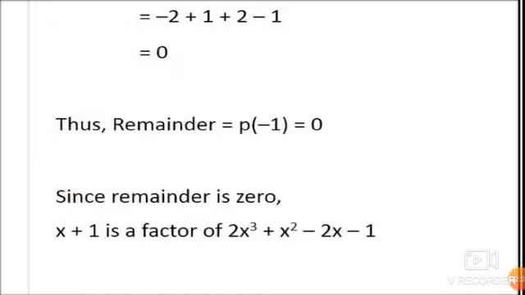Next, minus 2 plus 1 plus 2 minus 1. So the final answer is 0. Thus the remainder P of minus 1 equals 0. Since the remainder is 0, x plus 1 is a factor of 2x cube plus x square minus 2x minus 1.